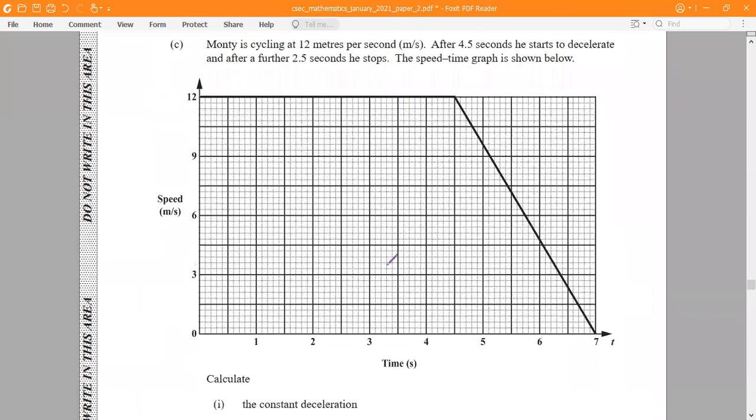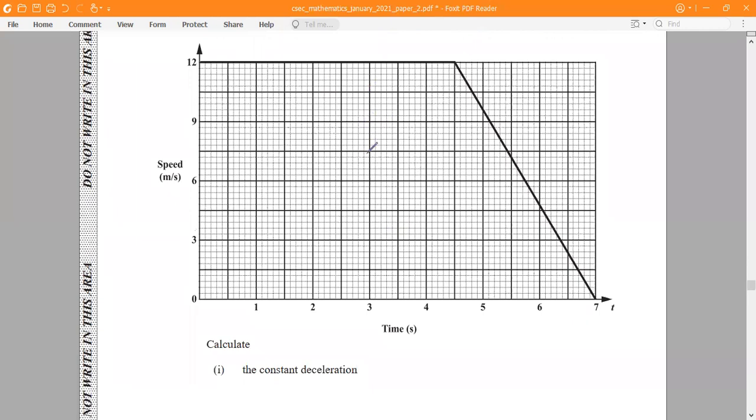Part C. Monty is cycling at 12 meters per second. After 4.5 seconds, he starts to decelerate. And after a further 2.5 seconds, he stops. The speed time graph is shown below. So we have our speed time graph, and we are asked to calculate the constant deceleration. So the deceleration takes place at 4.5 seconds. It starts at 4.5 and it ends at 7.